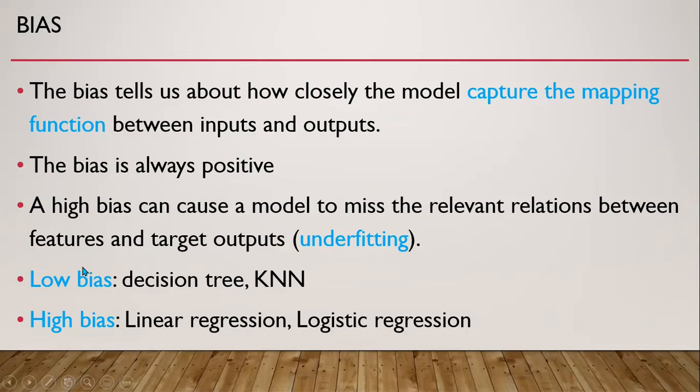Some of the algorithms are more prone to low bias and some are prone to high bias. The low bias algorithms include decision tree and k nearest neighbor algorithm, especially when we have a different number of neighbors. And the high bias algorithms include linear regression and logistic regression.